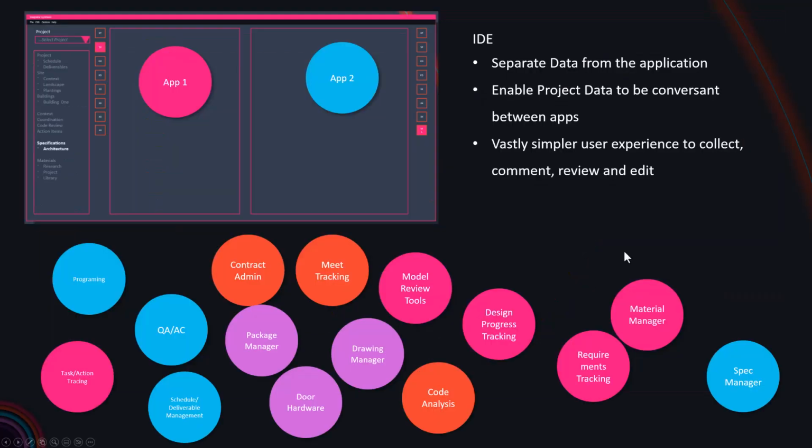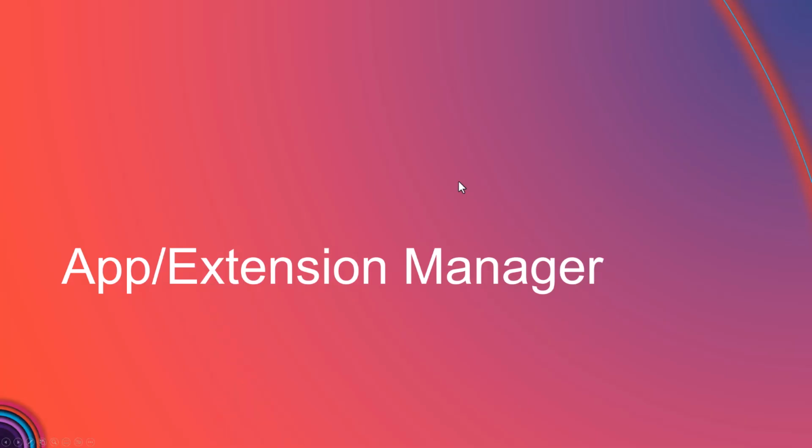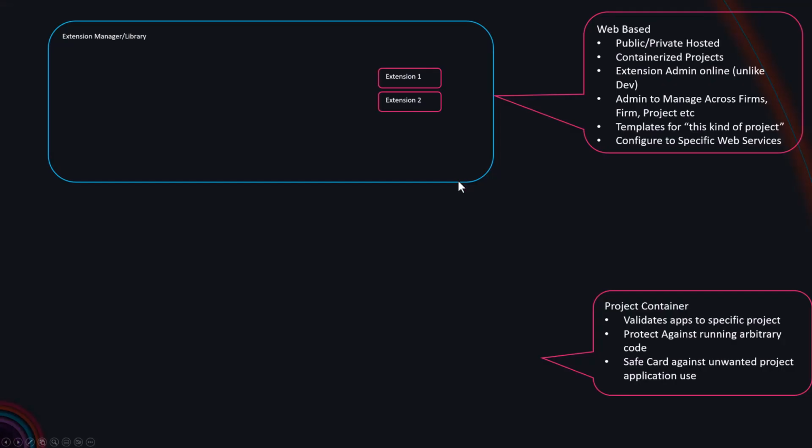So that's the context. There are tons of these. Each one of those apps, IDEs, is going to reference different data sets, but the data sets don't belong to the app. They're independent. And then when you get to the next stage, it's like, okay, what does an app and extension manager really look like in our industry?